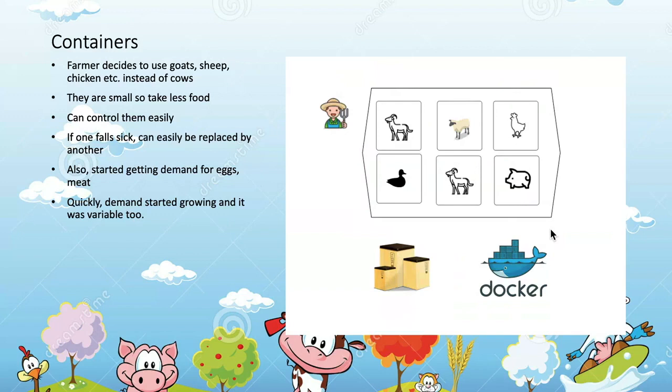They were small, so they take less amount of food. You can control them easily. You can put them into constrained environment. If they fall sick, you can easily replace them because they are small. What happened with that is their demand starts to rise. And the demand was variable also because in some season you might get more demand for milk and for some season you might get more demand for eggs, etc.